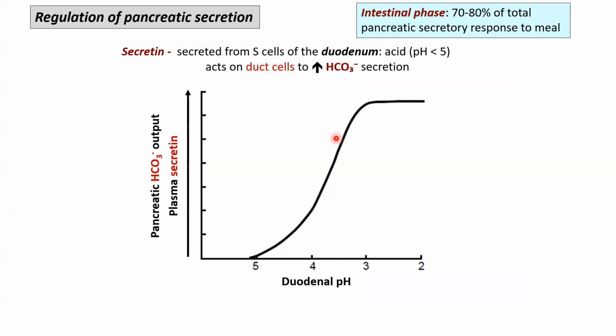It all makes sense in a way, and then it reaches a maximum at around pH 3. Rarely, under normal circumstances, is it going to go below 3, because then you're also lacking pancreatic enzyme function. It doesn't help much if you have the enzymes but they don't work.